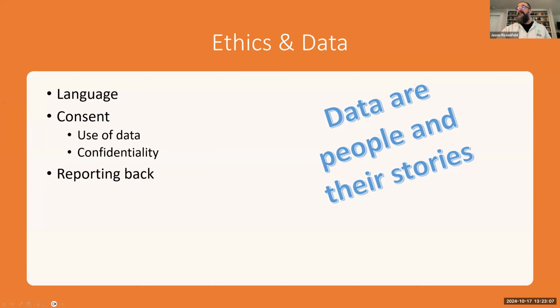Because again, remember, data are people and their stories. All of the data that we've looked at are aggregated, but each one of those data points is somebody's life. And so we need to add value and respect to those things so that we can make sure that people are seen and acknowledged for the knowledge and the expertise that they share with us.